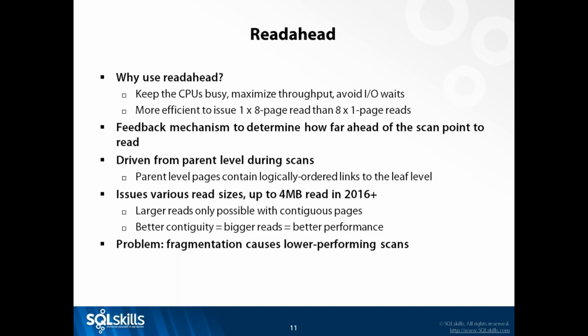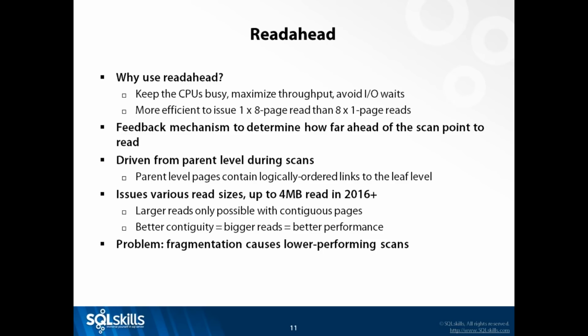So the idea behind read ahead is to make sure that the threads doing the scan don't have to wait for IOs. And of course, it's more efficient to do larger IOs. Consider having to read in 8 pages. Is it more efficient to do one trip down and up the IO stack that returns 64K, or is it more efficient to do 8 trips down and up the IO stack, each reading 8K? Obviously, it's more efficient to do the larger read. So the more read ahead reads we can do, the better it is.